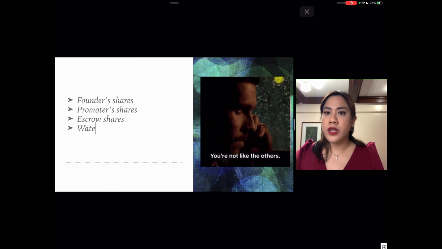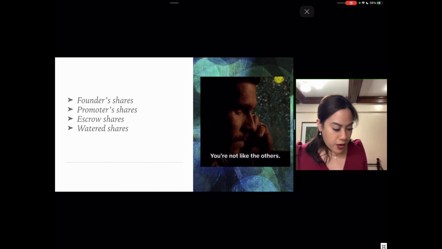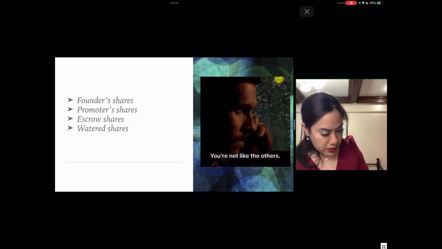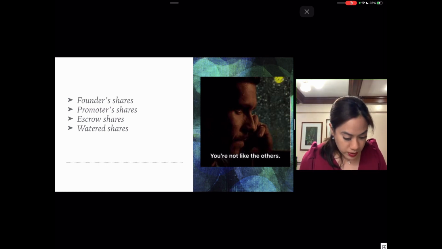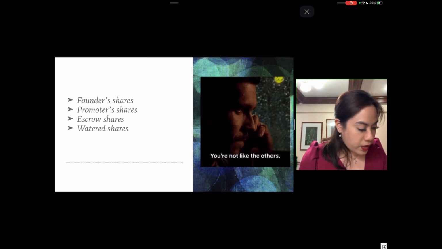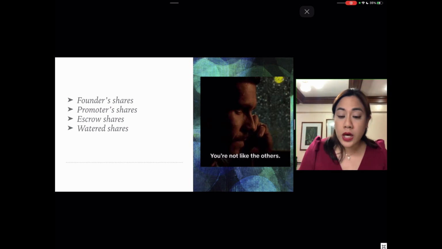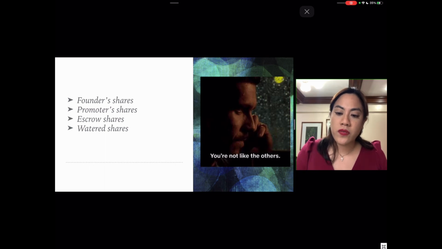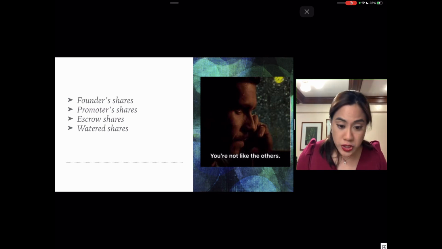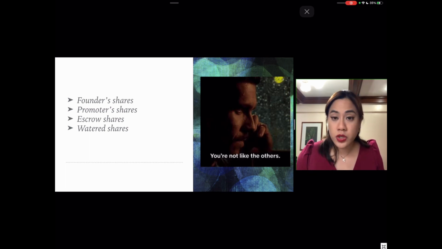Now, what are the other types of shares? The other types of shares are promoter shares, escrow shares, founder shares, and watered shares. Founder shares, we will be discussing them under Section 7. So I will not go over them yet. Watered shares are those that are issued for a price below par value. So this is actually not allowed because it results in an overstatement of capital and assets. It violates the trust fund doctrine because you're selling it for below price. Sometimes actually you even sell it for no consideration at all.